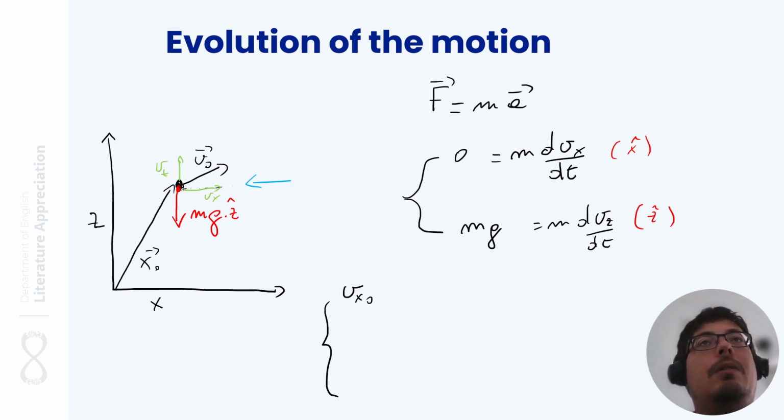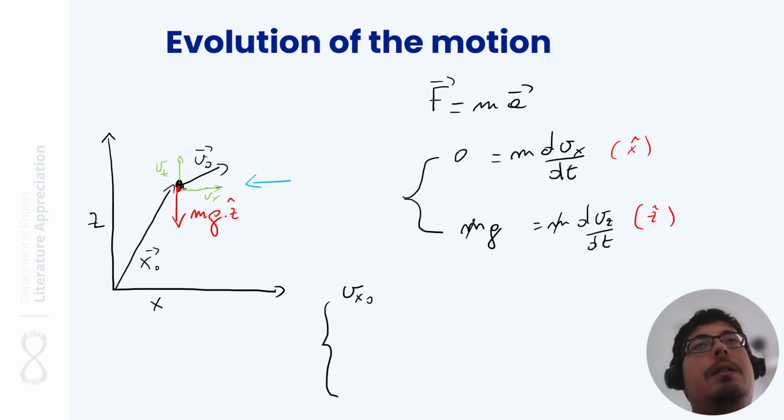The second equation, though, is different. The derivative is constant, but it's not 0. So the velocity will change, because there is an acceleration. If there is an acceleration, the velocity will change in time. In this case, we can simplify the mass, because the mass appears on both sides of the equation.